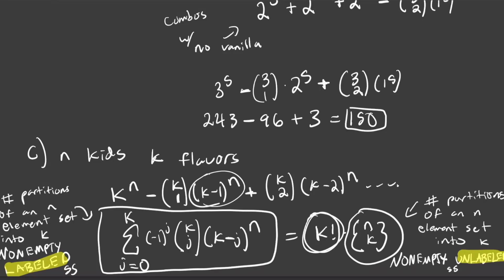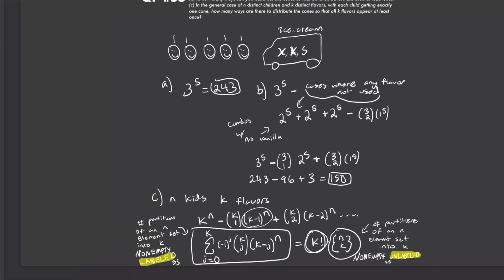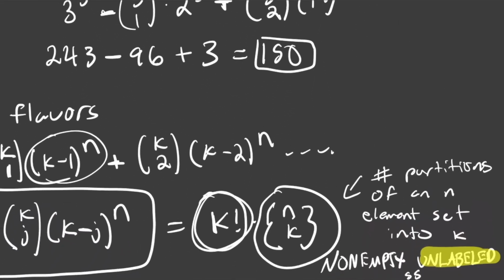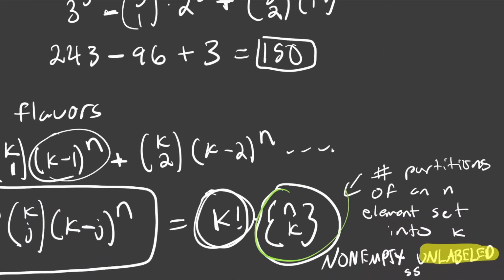So a lot of random jargon, but when you break it down into a concrete problem, like we did here with the ice cream, and we just thought about it using inclusion-exclusion, it's actually not that bad. And we'll look into more of these Stirling numbers of the second kind in future videos.